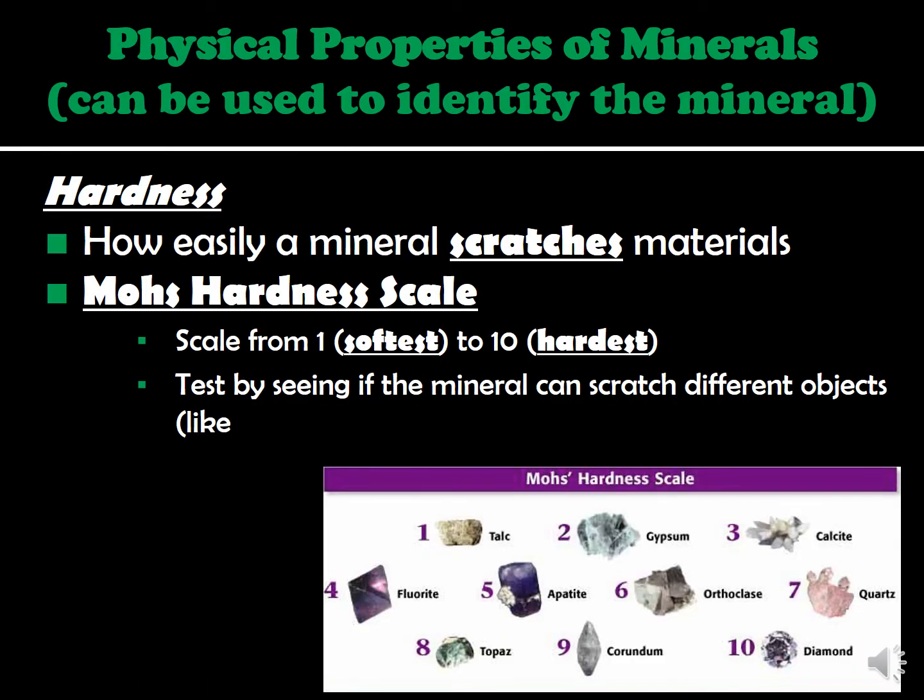Hardness is how easily the mineral scratches materials. And we go off of the Mohs hardness scale, so 1 being soft and 10 being hard. As you see here, you test whether the material can scratch different objects. So like talc, a diamond. So diamond, we look at the hardness, it is 10. Diamond can scratch.